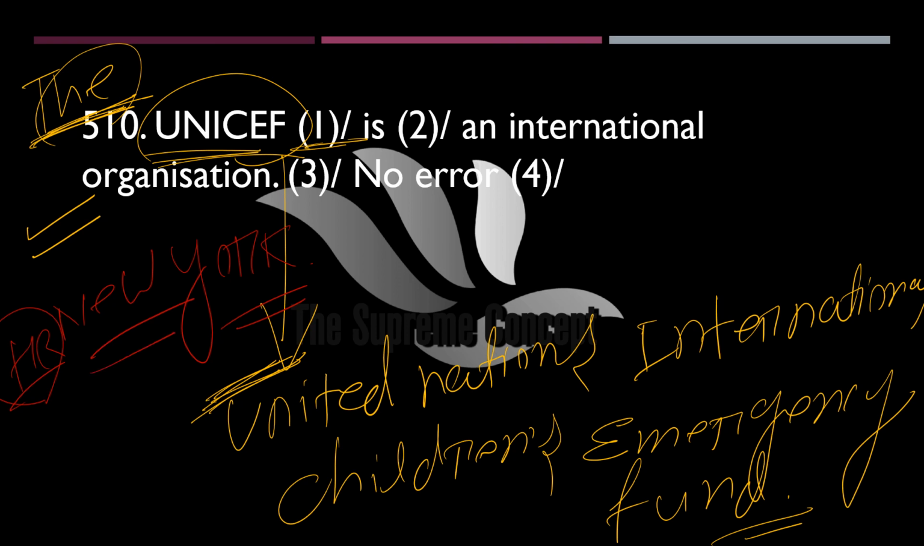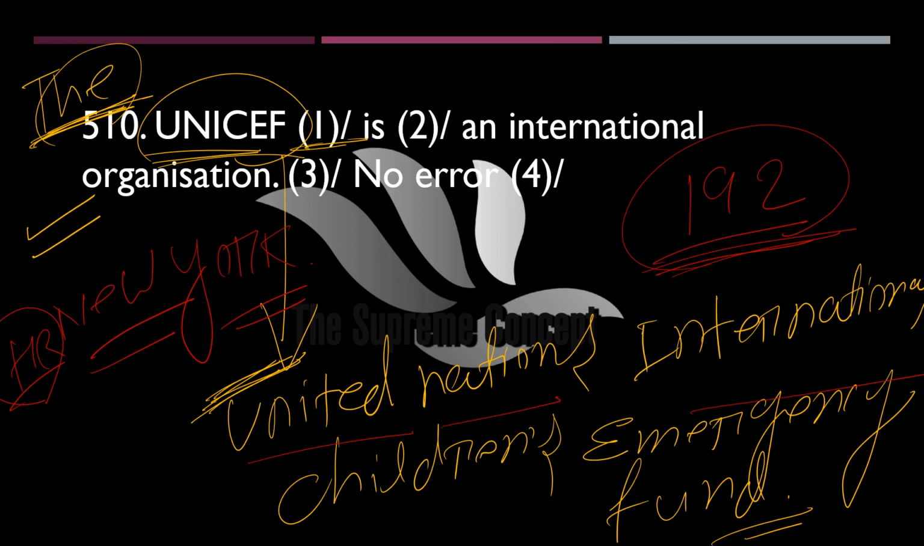It was actually founded in, I guess, sorry, I can't remember the year, but I'm sure it has 192 countries and territories. So always remember this one: United Nations International Children's Emergency Fund, and its headquarters is in New York. These two things are the two most crucial things for GS.